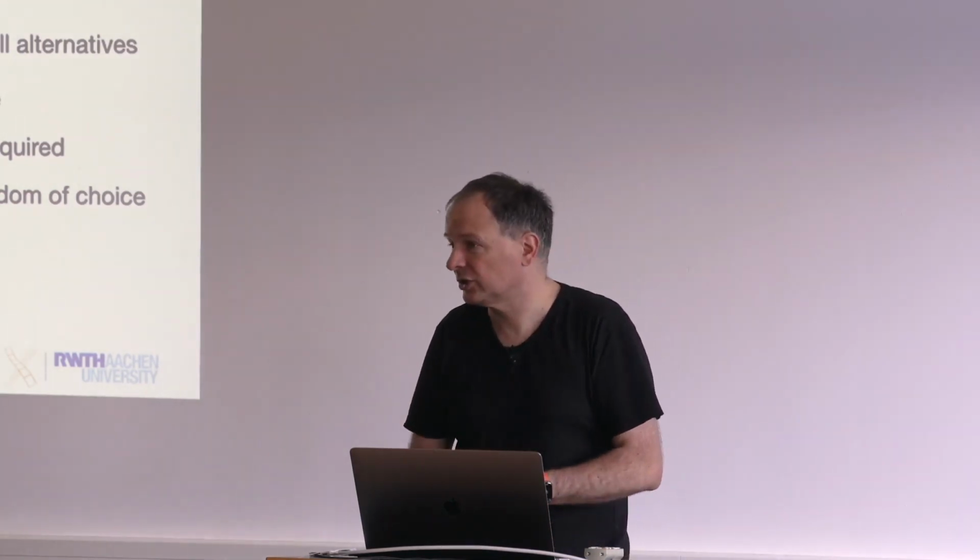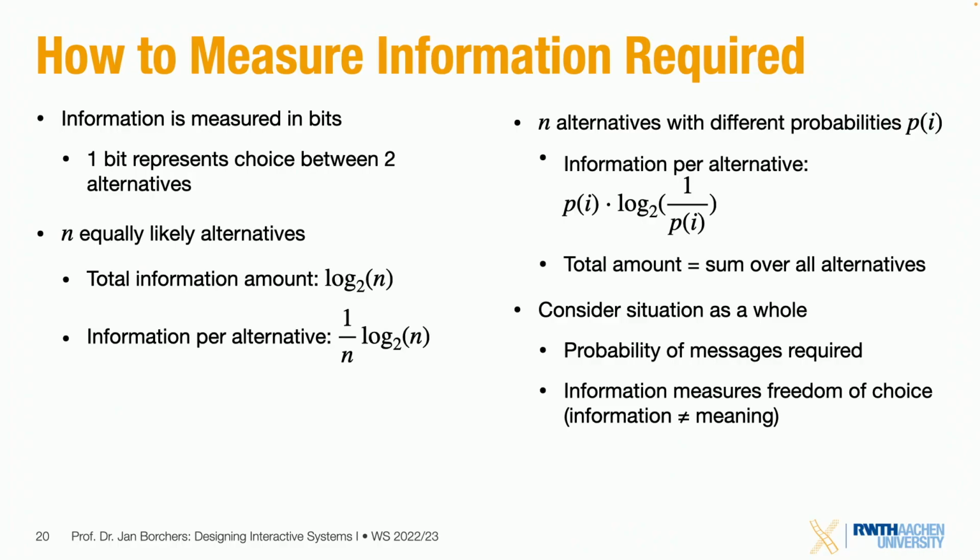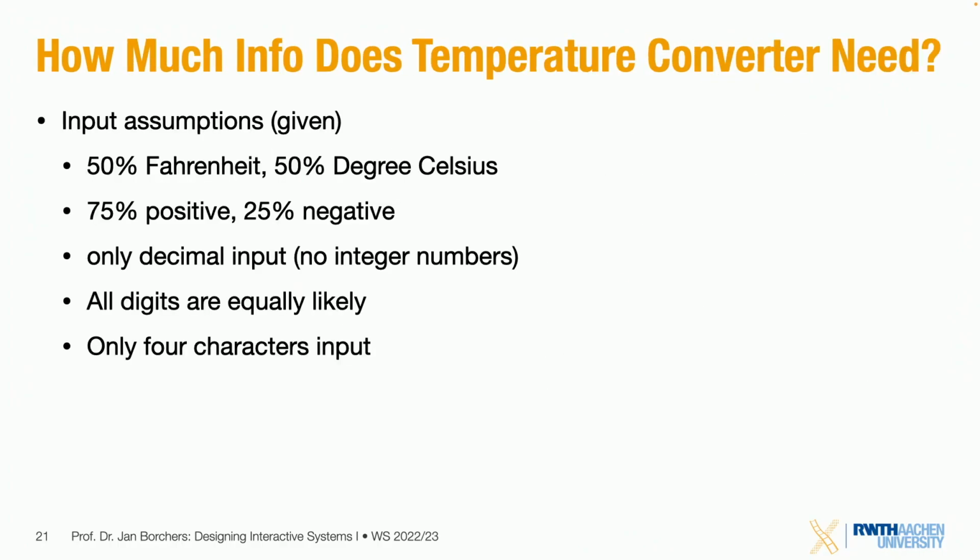We actually talked about this earlier in DIS1. So, what about our temperature converter? We can make a couple of assumptions. We already talked about that. We said we wanted each conversion direction to be equally likely, right?